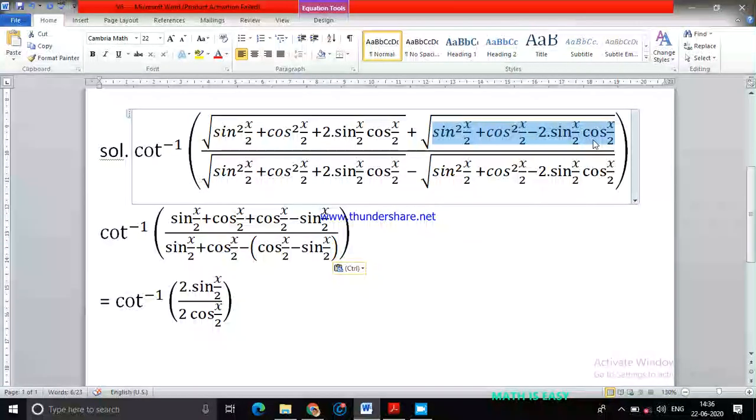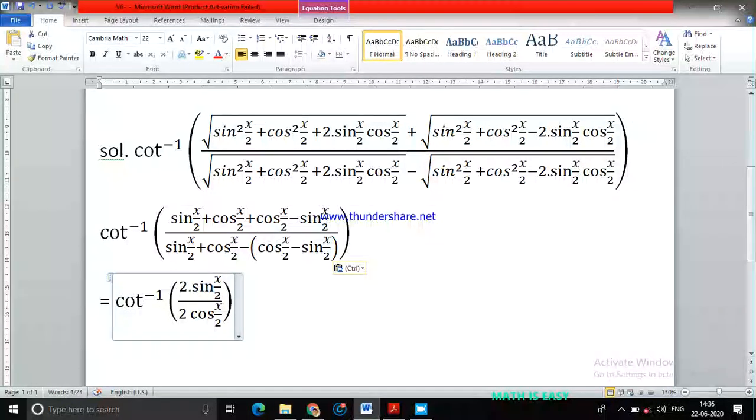Whether you write sin x by 2 minus cos x by 2 or cos x by 2 minus sin x by 2 whole square, the term is going to be same. So that's why I replace this one. So what you get here is the cos term will be left out, and here the sin term will be left out. If you want, you can cross check it. Now 2 will get cancelled.